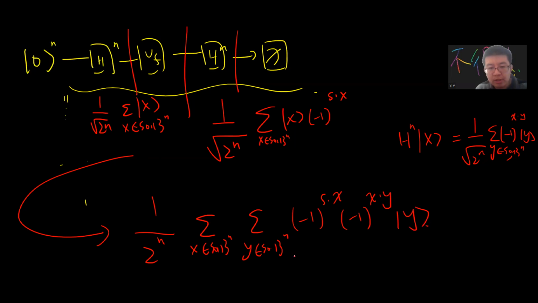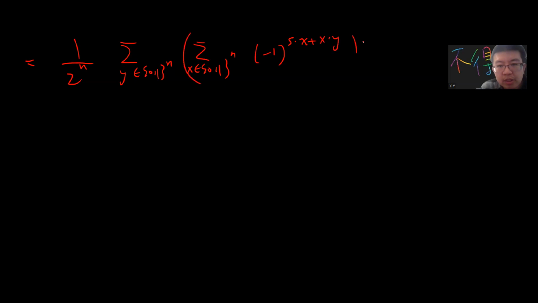Okay, and you can just collect it. So you get 1 over 2 to the n, sum over y in {0,1}^n. Let me rewrite the coefficient plus x, y. Okay, so I just measure y.